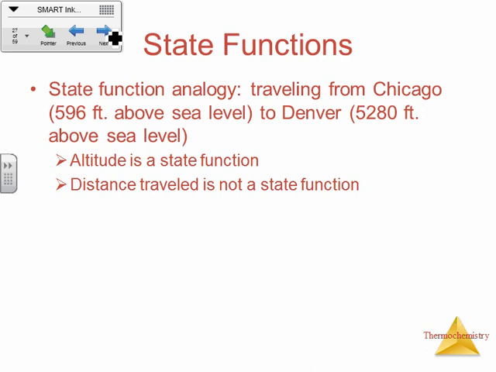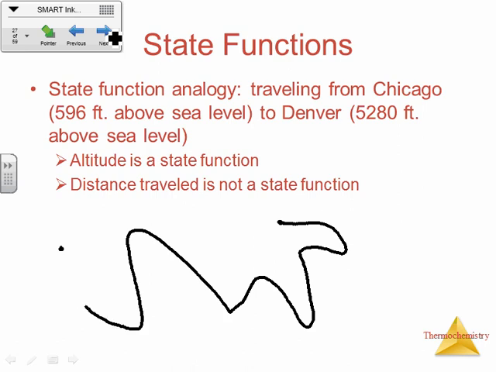Altitude is an example of a state function, okay? Because what that means is if you're going from Chicago to Denver, say Denver's over here, Chicago's over here, okay? If you go this way to get to Denver, your overall altitude change is still exactly the same as if you just go in a straight line from one to the other, okay? It doesn't matter which way you go, your overall altitude change is the same.